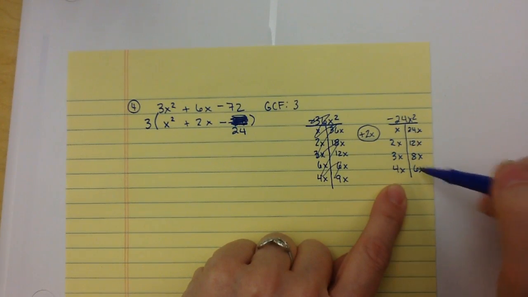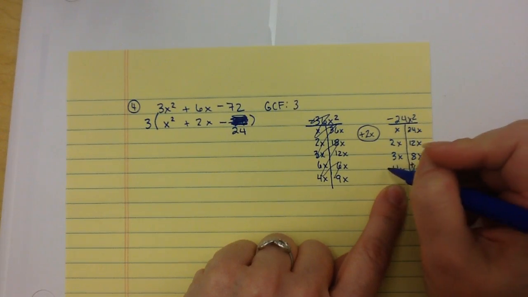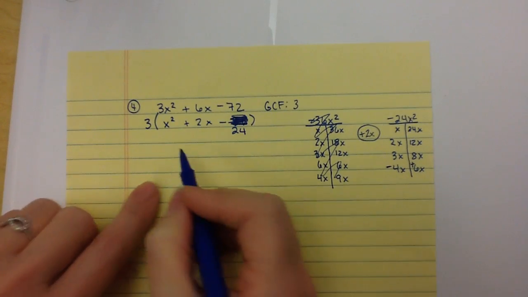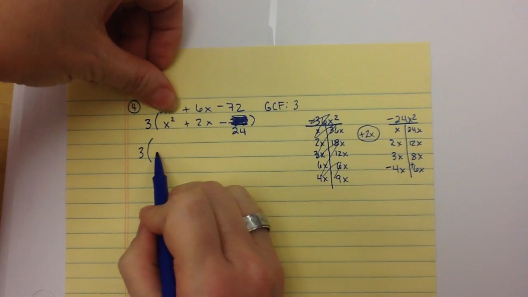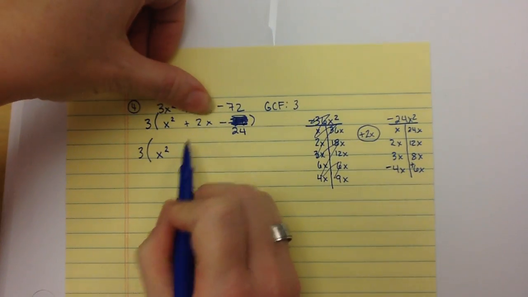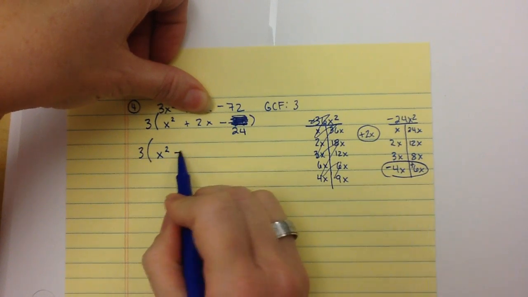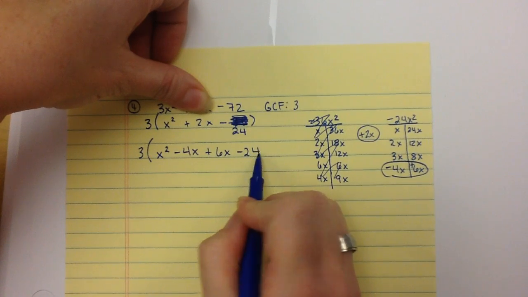In order to get a positive 2x when I add them together, my 6x has to be the positive and my 4x has to be the negative. So I'm going to rewrite my problem. Remember, you got to keep that 3 all the way in the front. I do x squared, and then instead of plus 2x, I'm going to use this pair right here. Minus 4x plus 6x minus 24.